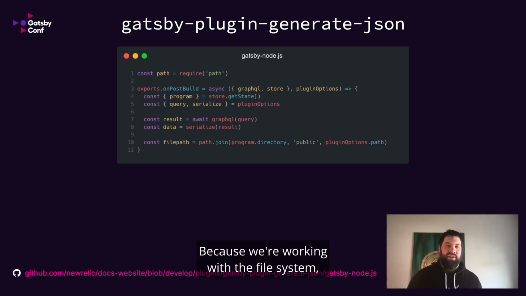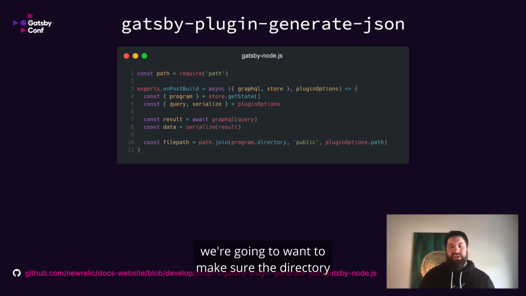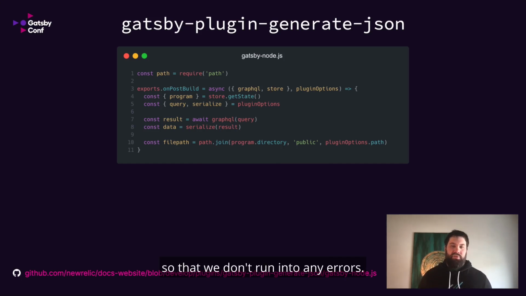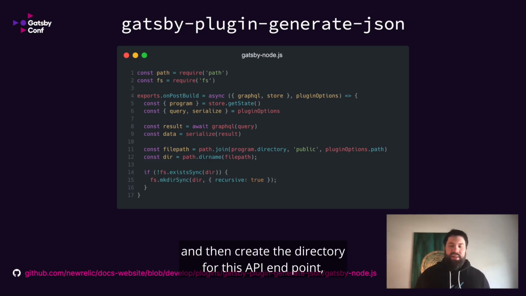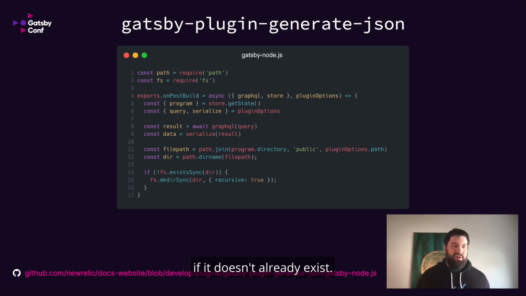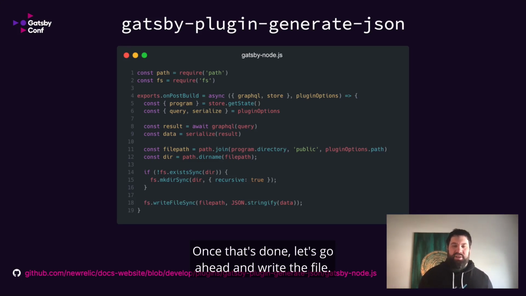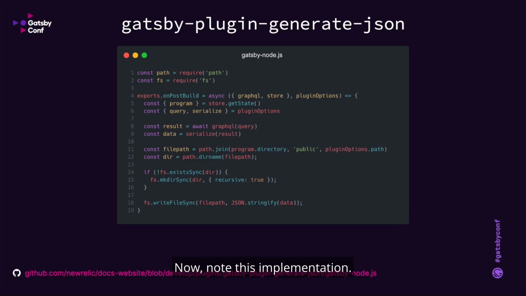Because we're working with the file system, we're going to want to make sure the directory at this endpoint exists so that we don't run into any errors. So I'm going to bring in the fs utility and then create the directory for this API endpoint, if it doesn't already exist. Once that's done, let's go ahead and write the file. Now note this implementation assumes that we have a query option.